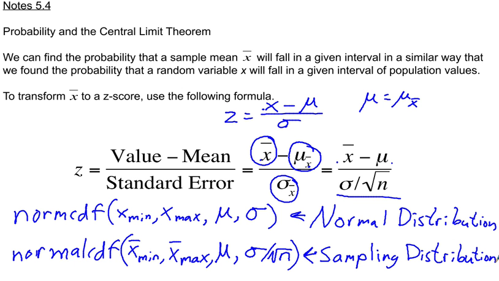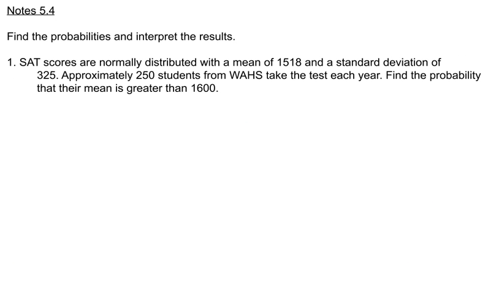All right, so let's see how this formula works in a couple problems. The SAT scores are normally distributed with a mean of 1518 and a standard deviation of 325. So if approximately 250 students from our high school take the test each year, find the probability that their mean is greater than 1600. Keyword here is mean.